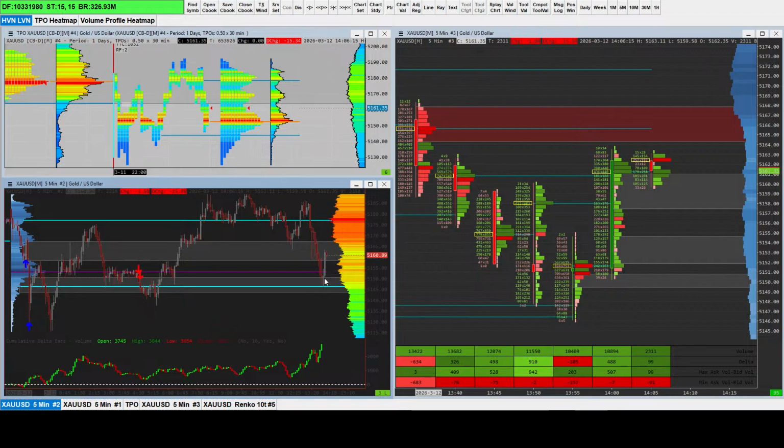So we bounced off of a low volume node. We have good delta divergence. Market coming down, delta going up. Okay. If I was to get around here, like this one, around this level, I'll look to buy again, because then my risk would be a lot lower, right?